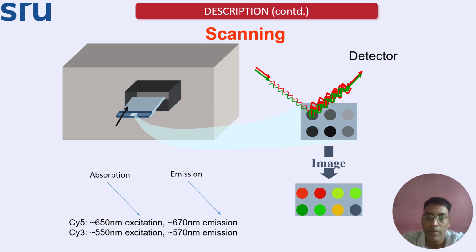So see, when I'm scanning it, using the laser detector, when I'm putting the laser on the chip, all these colors are reflected, the fluorescence, and I'm able to get this signal. So the Cy5 gives me absorption at 650 nanometer, okay, and the emission is at 670. Here, 550 is the absorption or excitation, and 570 is the emission.